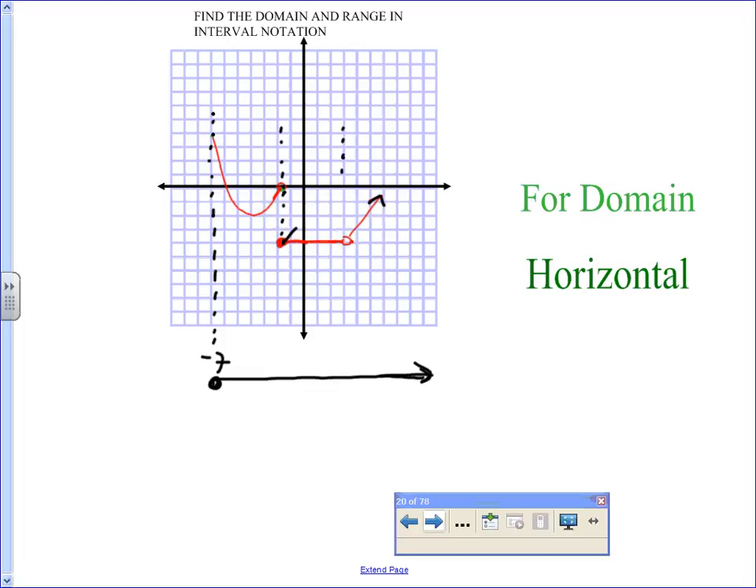Then I have another hole, which happens here, and I do need to make a note of that hole, and that happens at +3. So that means now that I have enough information to go ahead with my interval notation. So I go from -7, including it, up to 3, not including 3, and then I start back up at 3 and go to positive infinity. Okay, so that's my domain in interval notation there.